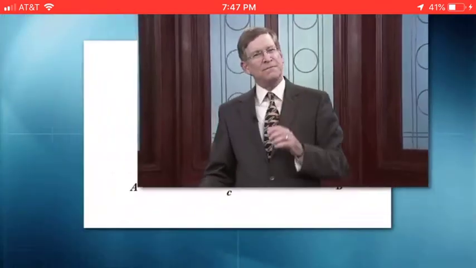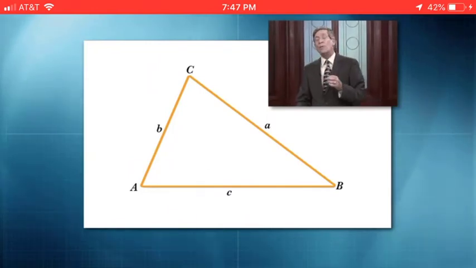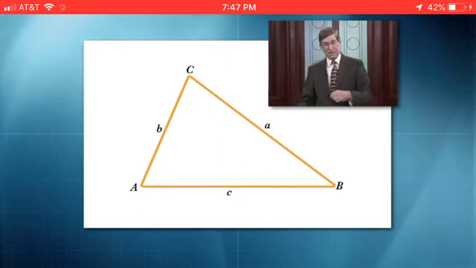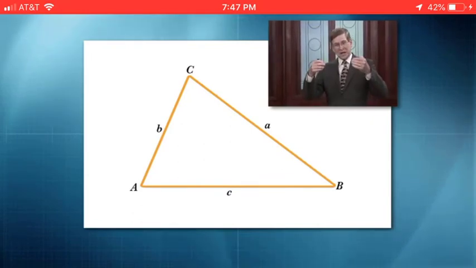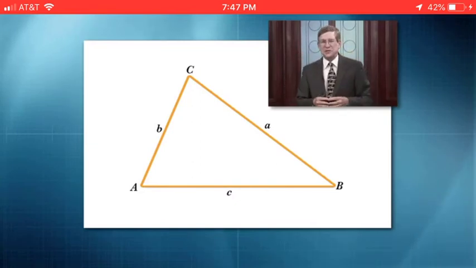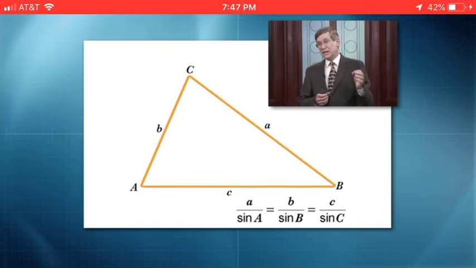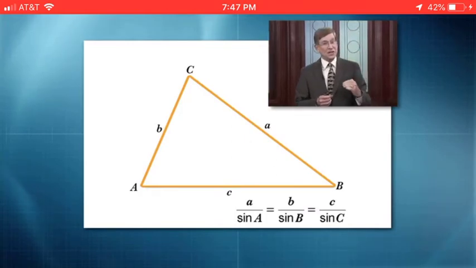So how does the law of sines work? It's a beautiful theorem. It's really neat how it sets up. Imagine the following triangle. We'll label it ABC using capital letters for the vertices, and we'll label the opposite sides using small letters. So sides a, b, and c are opposite angles A, B, and C. Okay, the law of sines says the following, a certain equality of ratios. The side a divided by sine of the angle at A equals side b divided by sine B equals side c divided by sine C.